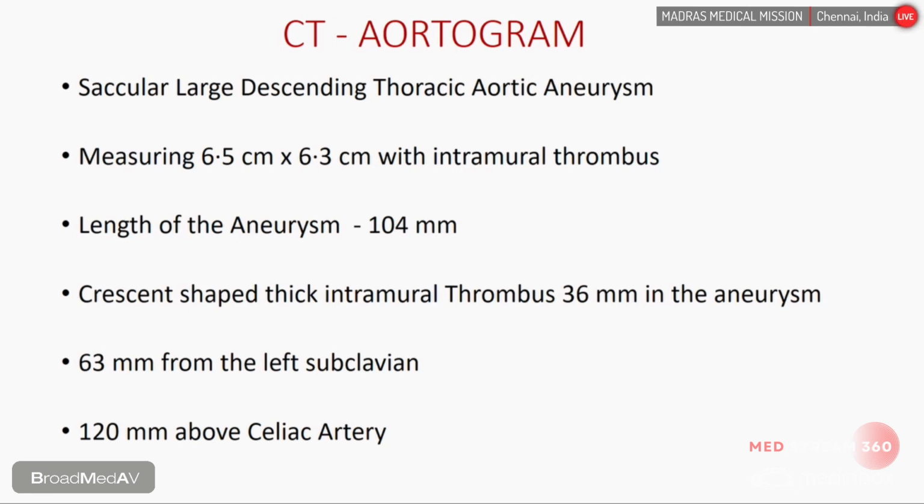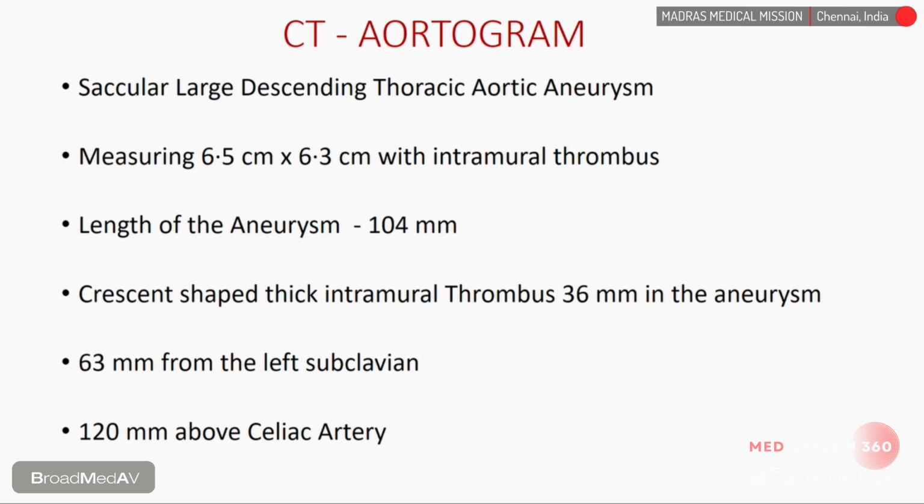aortic aneurysm. Hence, a CT angiogram was done, which showed a saccular long descending thoracic aortic aneurysm measuring 6.5 x 6.3 with a large intramural thrombus in it. Any thoracic aneurysm more than 5.5 needs to be dealt with, and since this was 6.5 x 6.3, chances of rupture are high and it needs endovascular closure.